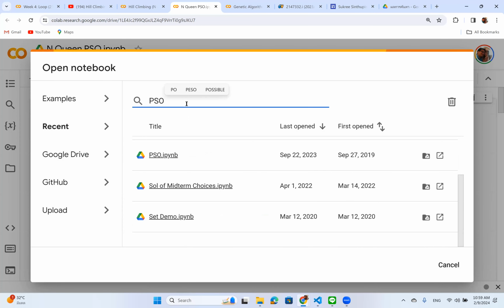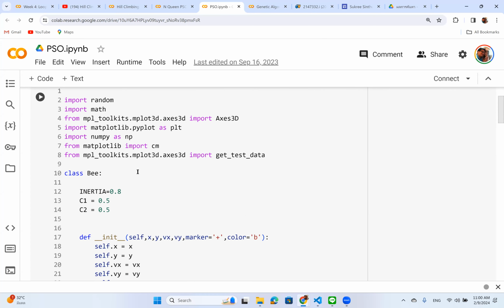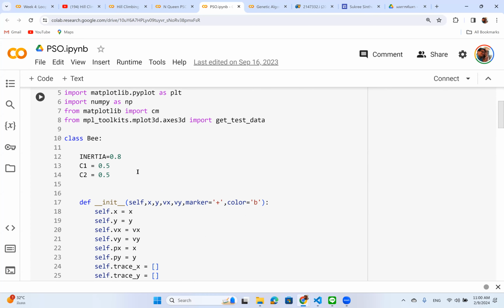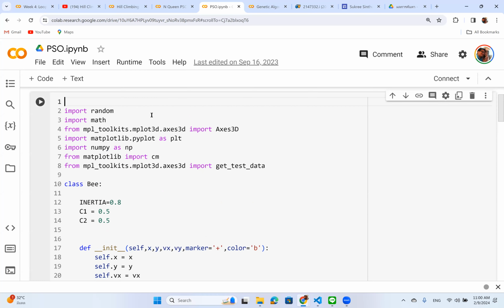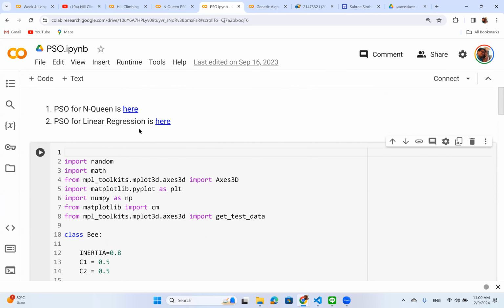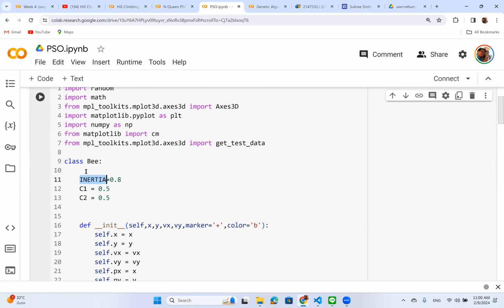Okay, so this one is the general idea of particle swarm, and you can see that I use the class of bees instead of calling it the particle. I call it bees. So this one is a class of bee, and our initial term is, can you remember? We have the omega to be the initial, and C1 and C2.